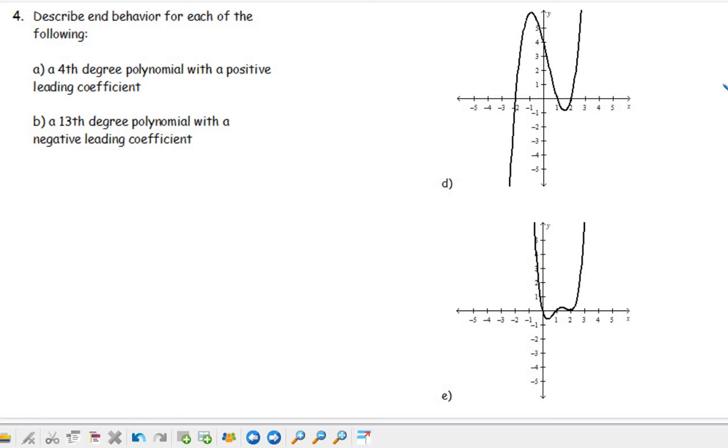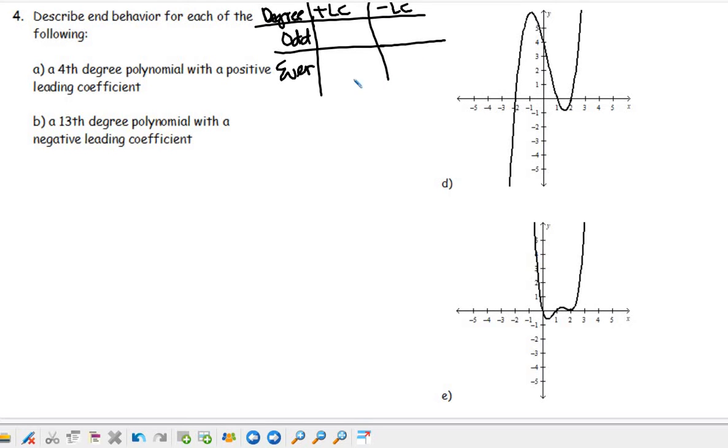So describe end behavior for each of the following. So remember, we have odd and even, and this is the degree. Remember, this has nothing to do with symmetry, which we will talk about later. And then this is a positive leading coefficient and a negative leading coefficient. So if it's an odd degree with a positive leading coefficient, then the right-hand side will go up and the left-hand side will be opposite.